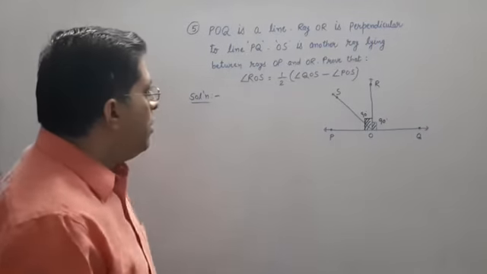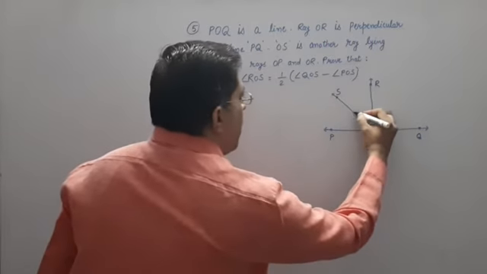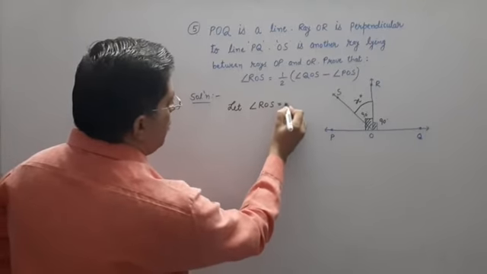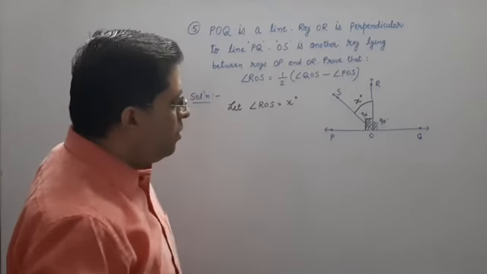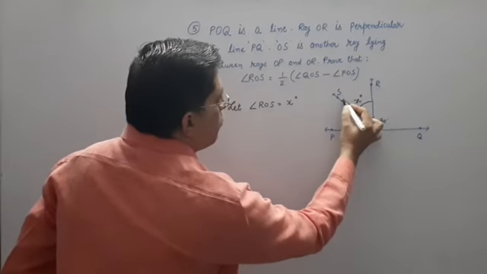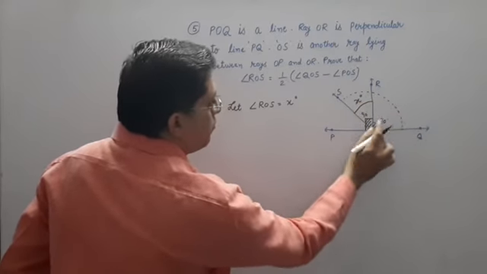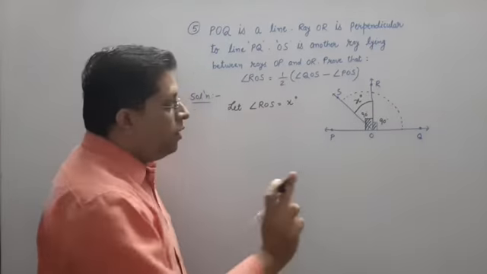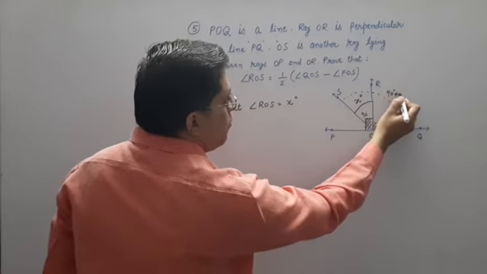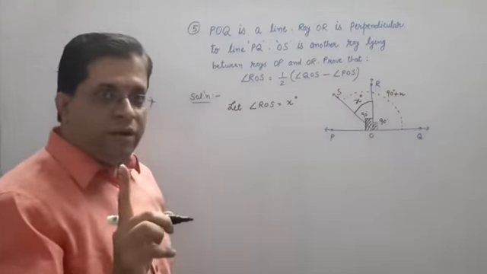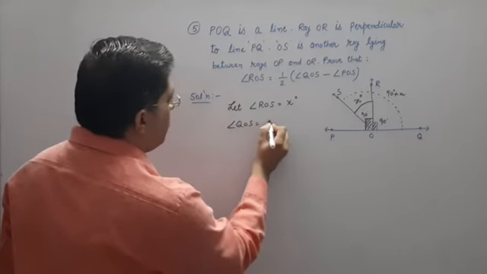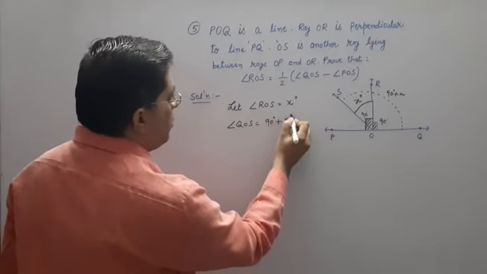Okay, just you see. Let's say angle ROS is x degree. Then see here and tell me what will be angle QOS from here to here. This is already 90 degree. Is it clear? And here x degree more. So I can write 90 degree plus x. So I can write angle QOS is equal to 90 degree plus x degree.